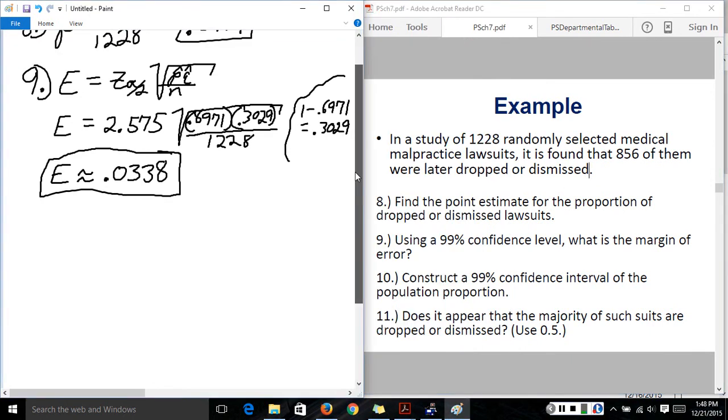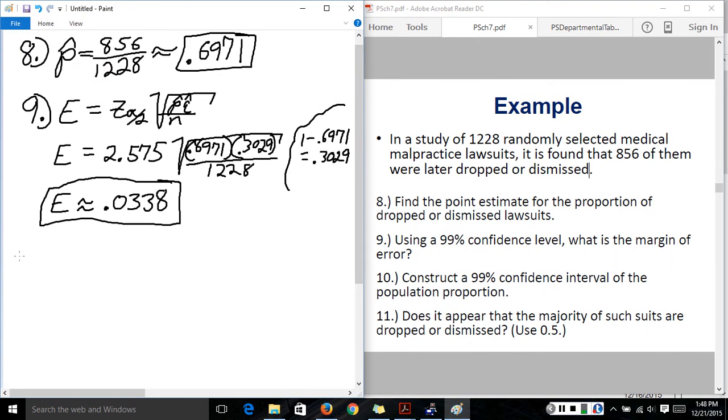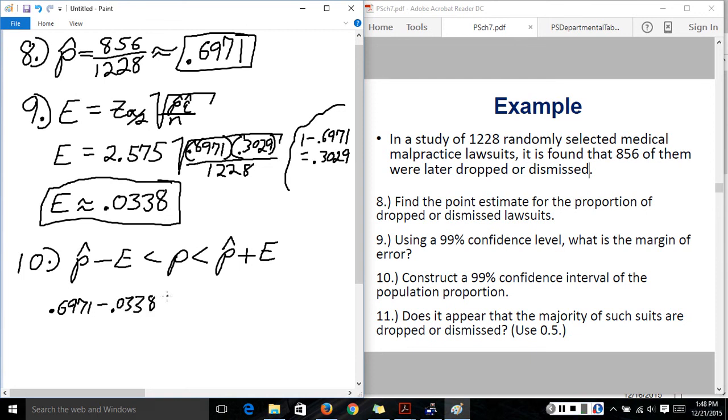Number 10 says, well, let's use this information and we'll construct a 99% confidence interval. All right, well, when we make a confidence interval, the lower bound of that interval is p hat minus e, that's less than the parameter p, which is less than p hat plus the margin of error. Substitute those in, 0.6971 minus 0.0338. I leave the less thans and the p in the middle.